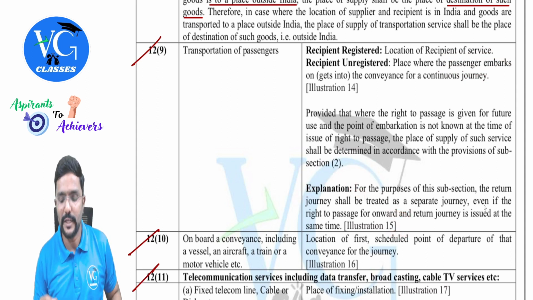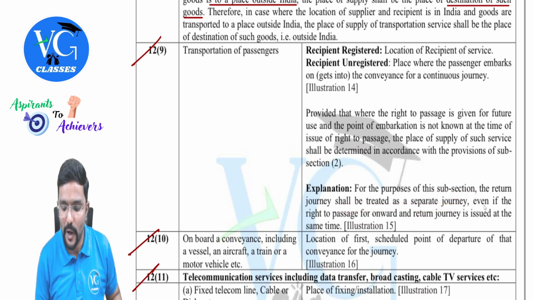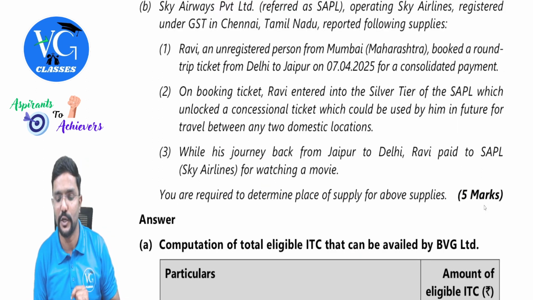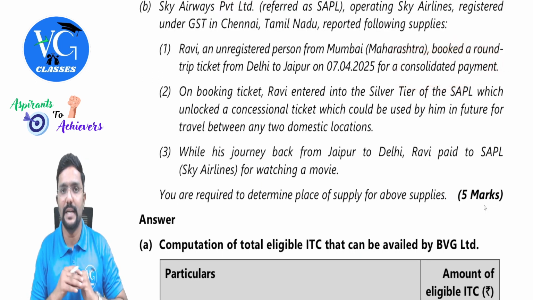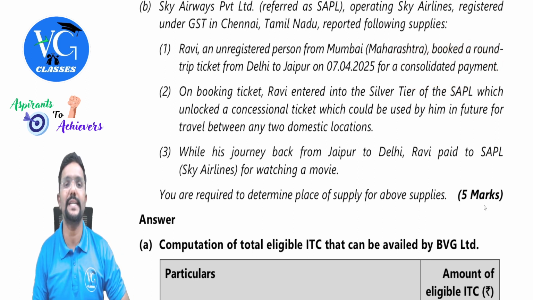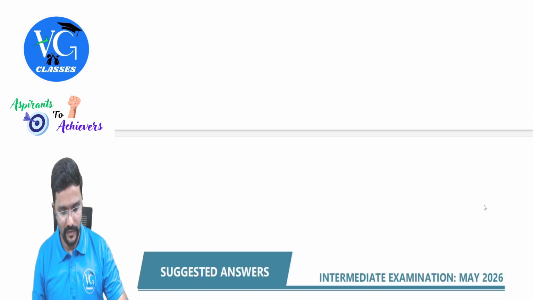What is it? For the purposes of this subsection, the return journey shall be treated as a separate journey, even if the right to passage for onward and return journey is issued at the same time. And they have tried to confuse you by giving that also. It is booked at a single time with a consolidated payment. Doesn't matter. We need to treat it as separate journey, guys. Yes, sir. So we will see the solution.